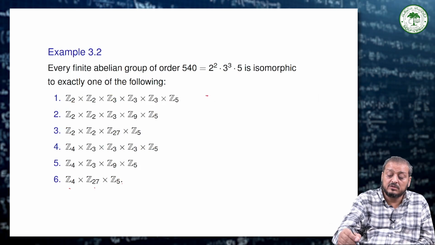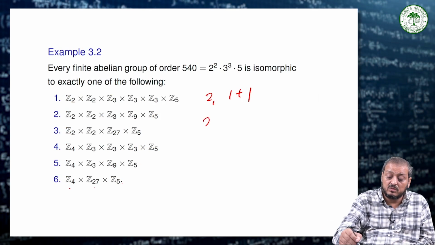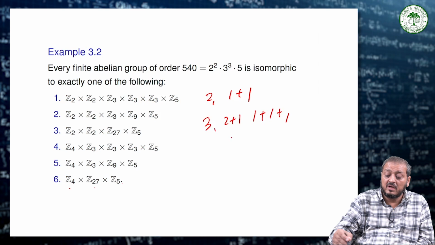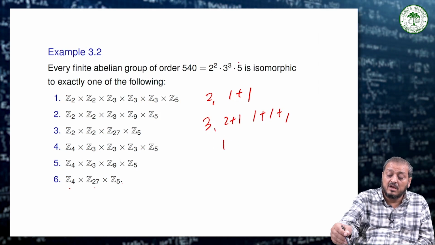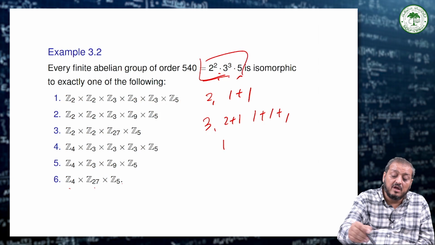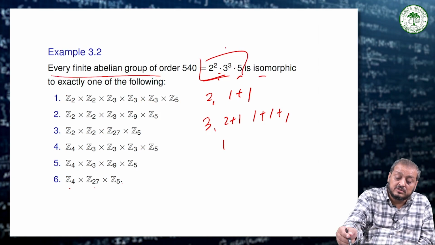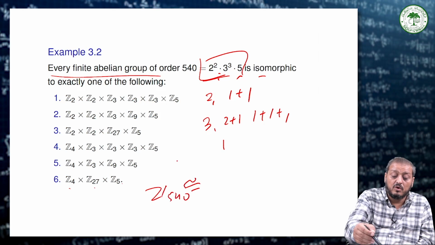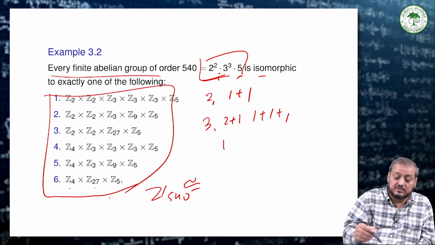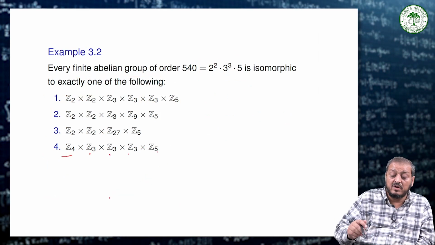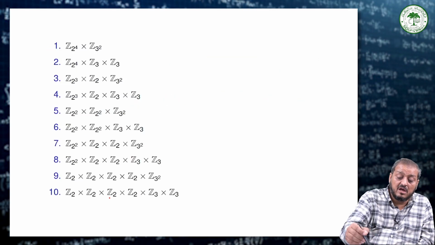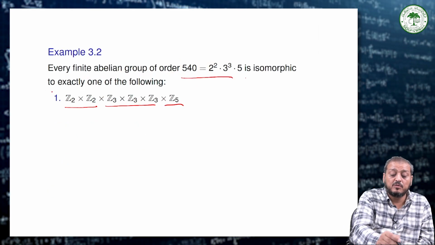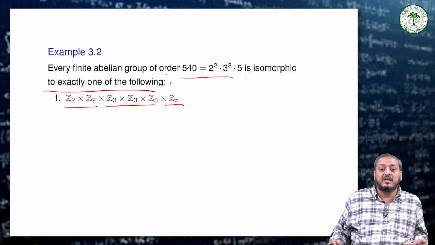If you see, this is equal to 2 as 1 plus 1, and this is equal to 3 as 2 plus 1 and 1 plus 1 plus 1, and then 3 plus 2 is 5, and there is only a single representation of 5. The total 6 representations for a finite abelian group means this Z540 is isomorphic to any one of this group of 6. And similarly for the first one, we have Z144 in this form. So this means it is isomorphic to exactly one of the following.